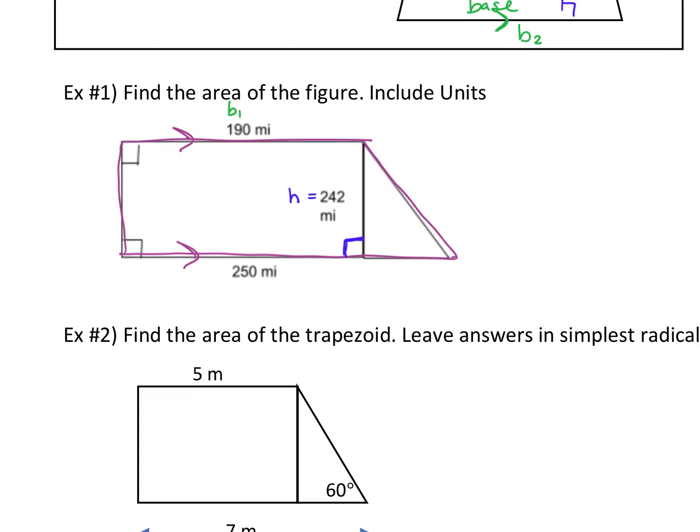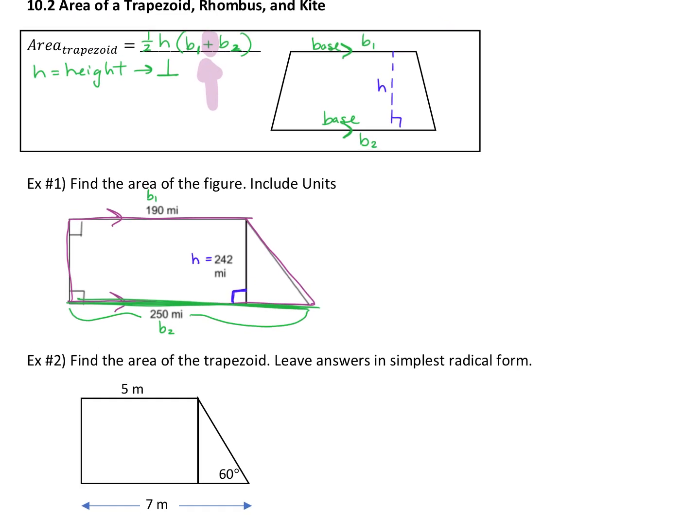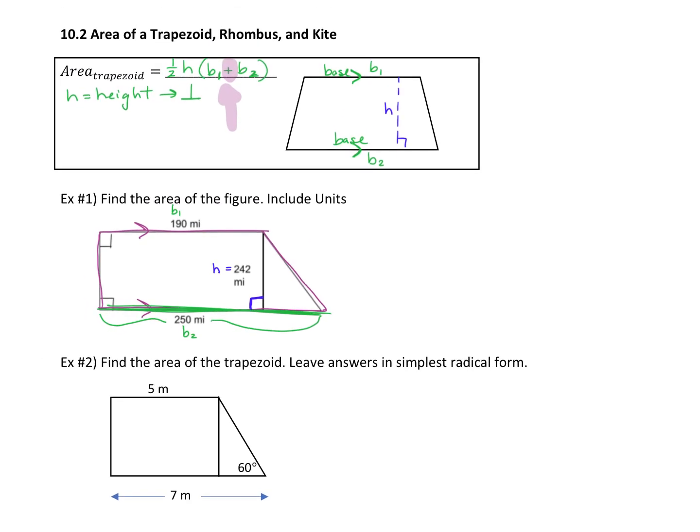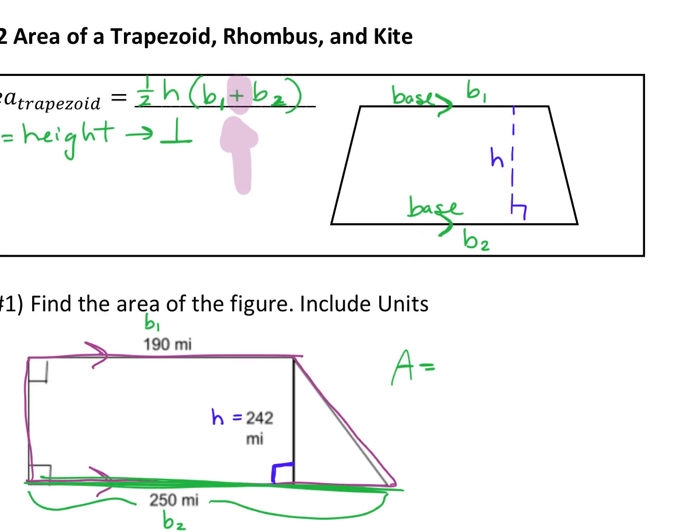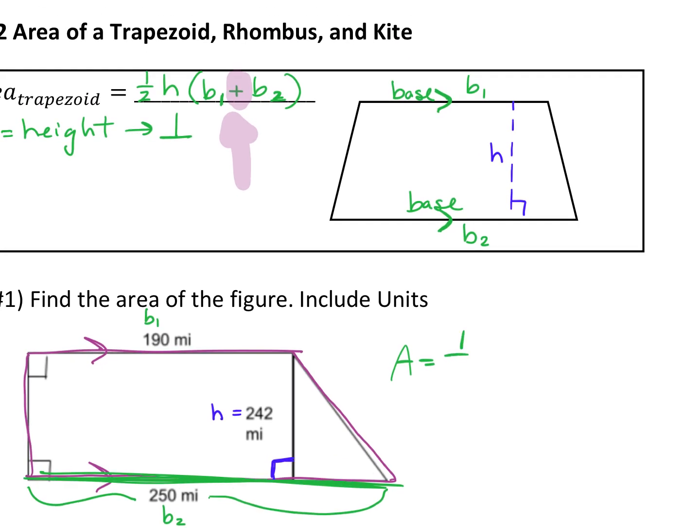Wait, no, actually. 2 different lengths. Right, B2 is this. What do we call B1? The whole bottom piece. Right, this is B2. Okay, so if this is your information, set that up in the formula that I gave you. How would that look? A equals, what comes first? From this formula. Half. 1/2. Yeah, half of what? 242. The 242, so 1/2 H.